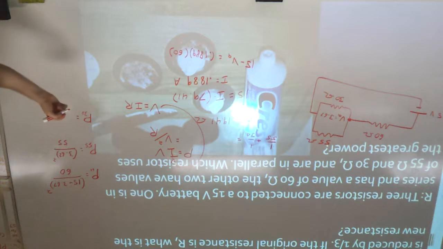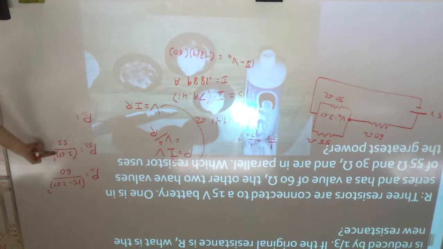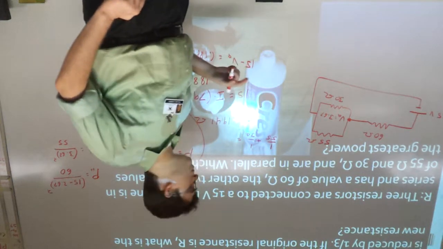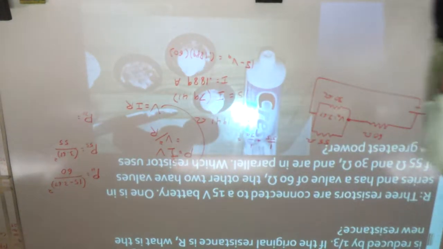How did you solve for that voltage? The one in the middle, VA. I know the potential here, and this potential is 0. I know it's 15 because I found the drop on the 60.